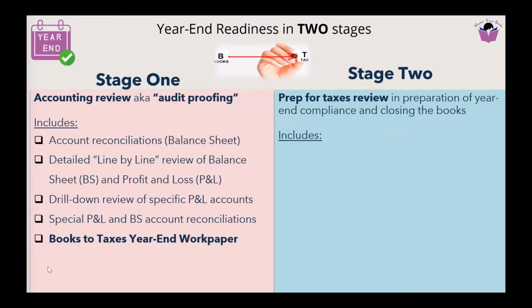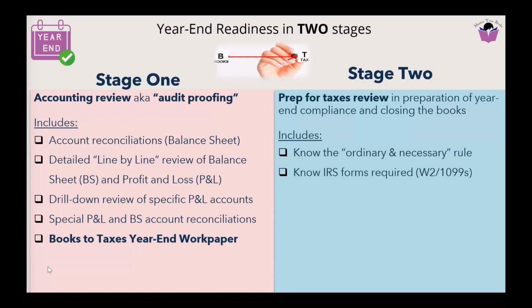Now on the stage two side, and we're not going to go too deep into this, but this is something that you want to become aware of when you're going to assist, or if you choose to assist, to help your clients prepare their books for compliance, closing the books, and of course for taxes. For example, you want them to know the ordinary and necessary rule in regards to expenses. You want them to know which IRS forms they are required to file. You want them to know the difference between common versus not so common. You want to know the type of taxes that apply to their business. Right? Not every business will need to have a sales tax reconciliation, for example.